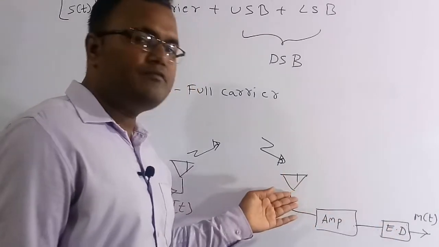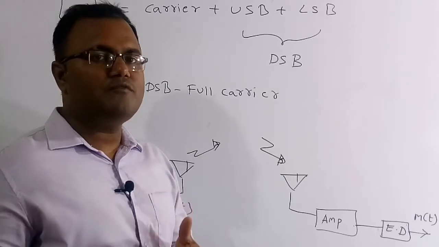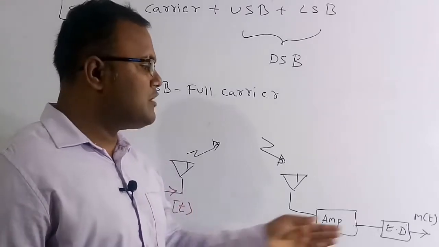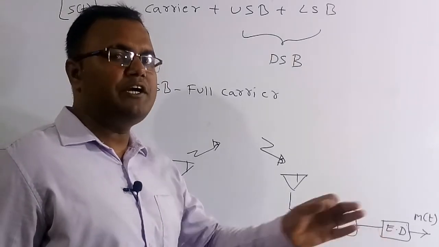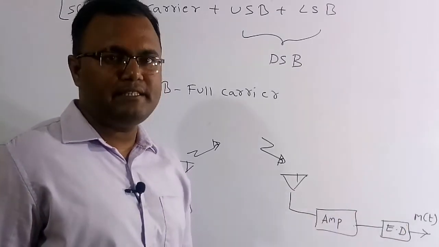So this S of t contains the message signal in the terms of the envelope of the signal. Therefore, by using the envelope detector, we detect only the envelope of the S of t. Then we get the message signal.